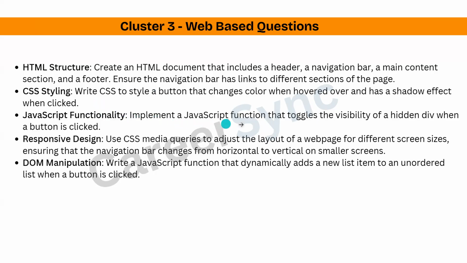Also, implement a JavaScript function that toggles the visibility of a hidden div when a button is clicked. And here is a question on responsive design: use a CSS media query to adjust the layout of a web page for different screen sizes. Ensure that the navigation bar changes from horizontal to vertical on smaller screens. The last question was DOM manipulation: write a JavaScript function that dynamically adds a new list item to an unordered list when the button is clicked.